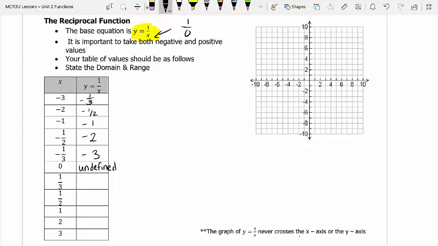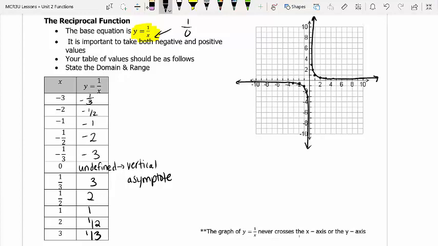You're going to see on the graph that that yields a vertical asymptote, and I'll show you what I mean by that when we go ahead and graph. Let's plot all these points on the graph to see what the reciprocal function looks like. So that's what the base graph of a reciprocal function looks like.